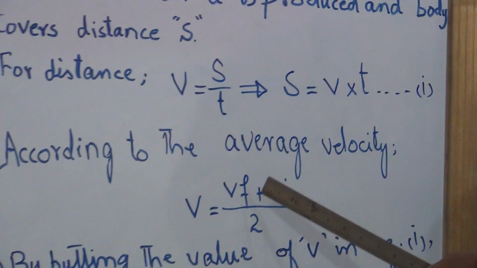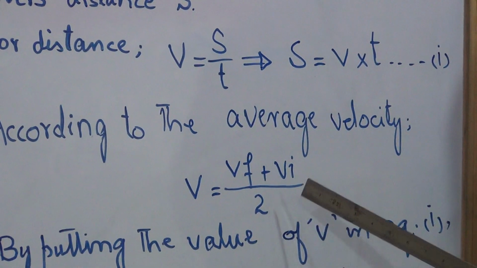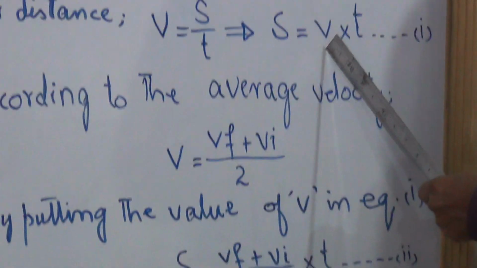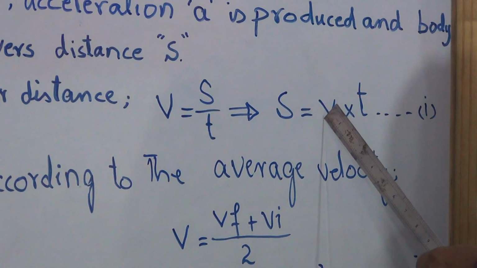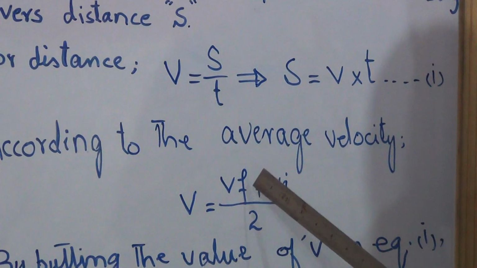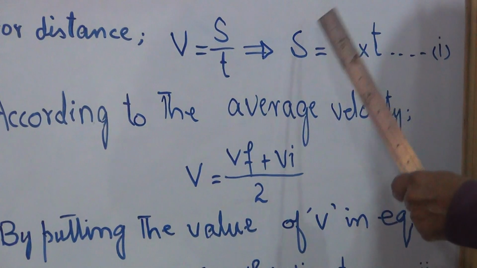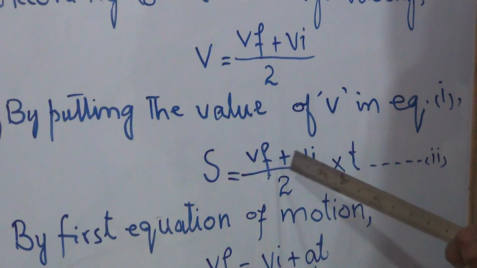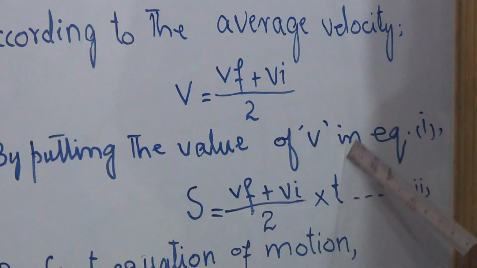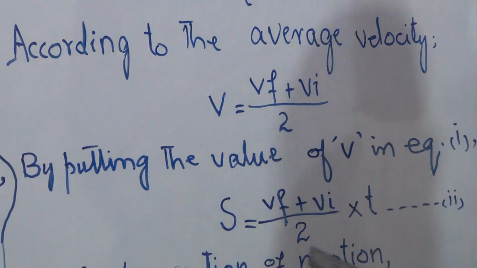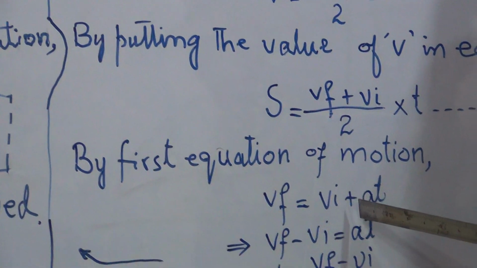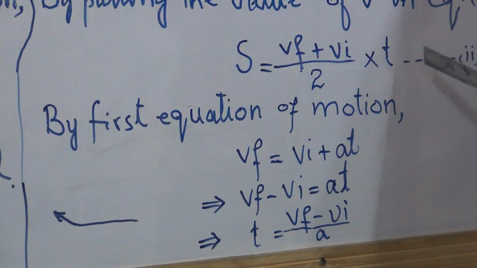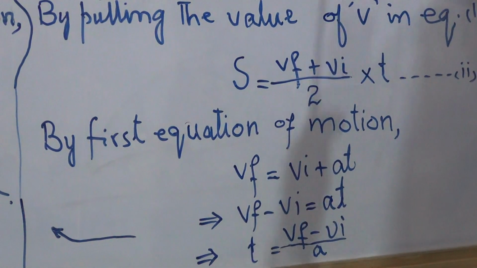V is equal to Vf plus Vi upon 2. Now, by putting the value of V in equation number 1, instead of V, you will substitute this value, because this is the value of V. So, s remains the same and t remains the same. So s is equal to Vf plus Vi upon 2 multiply t. Now by the first equation of motion, Vf is equal to Vi plus At. Here you look up to here. This is the same as equation 2.